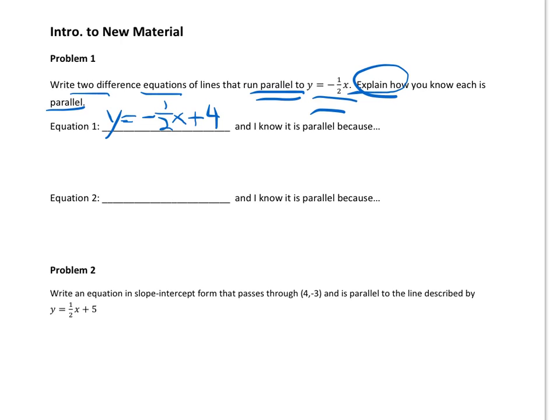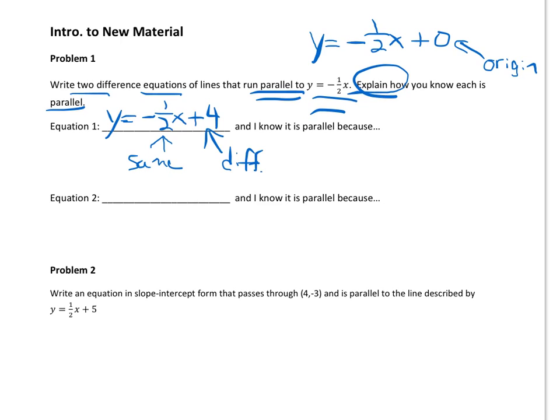Now yours doesn't have to be the exact same, but it must have this, negative 1/2 x. That must be the same. Your b cannot be the same as their b. And what's their b? None showing, right? Well, their b is 0, which means it crosses at the origin. So all we have to do is have a b that's different. So your explanation should say something like, I know my line is parallel because it has the same slope but a different y-intercept. That's it.